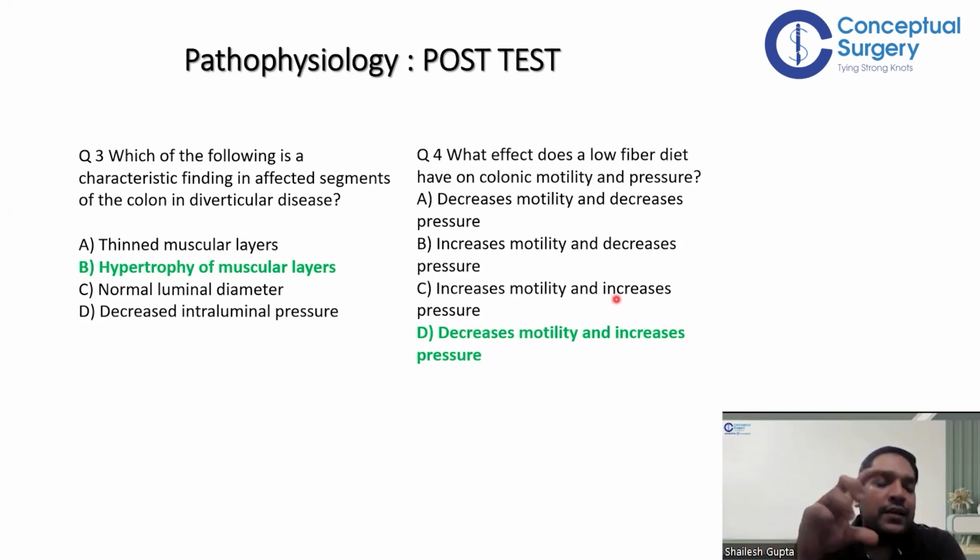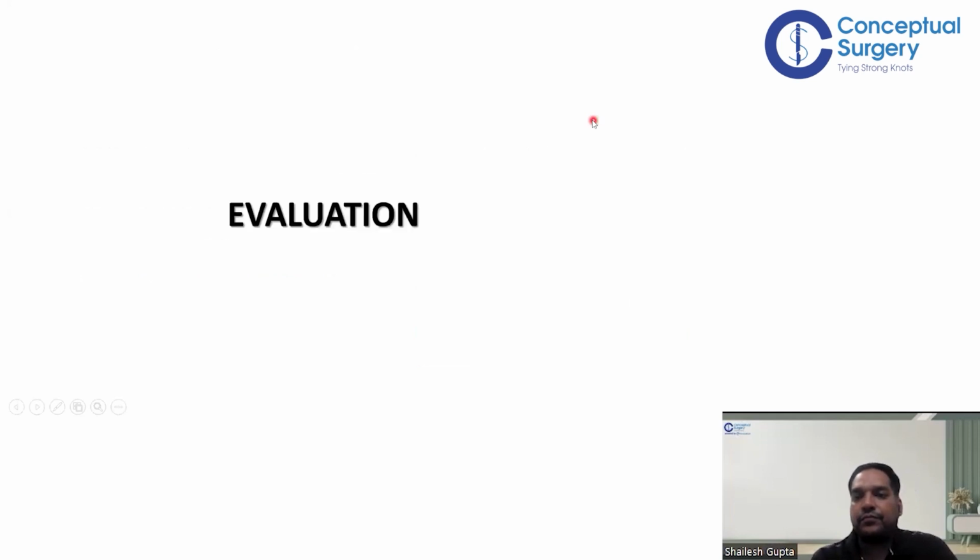As I told you earlier, colonic pressure बढ़ेगा तो हमारी मसल हाइपरट्रॉफी कर जाएंगे, राइट? डायमीटर विल बी नैरोअर एंड देयर विल बी इंक्रीज्ड इंटरल्यूमिनल प्रेशर. Question number 4. What effect does a low fiber diet have on colonic motility and pressure? Obviously because of the lower bulk, उनका motility कम हो जाएगा, so there will be decreased motility. Pressure will be more because colon की मसल ज्यादा पुश करेंगी, ज्यादा contract करेंगी to propel the feces forward. So this will lead to increased pressure. So answer is choice number D. Decreased motility and increased pressure.